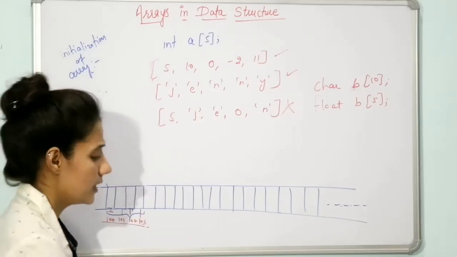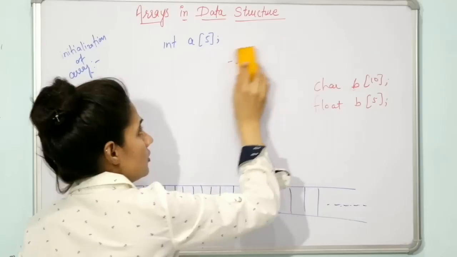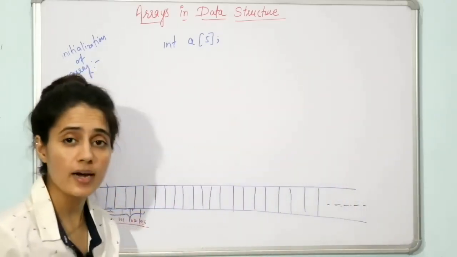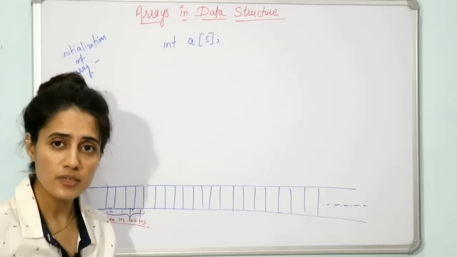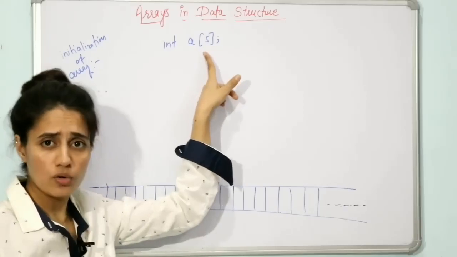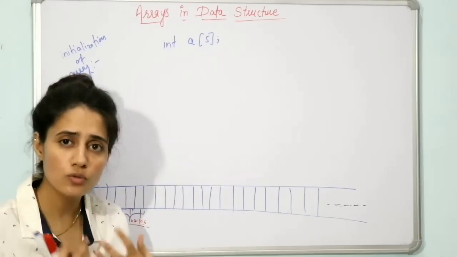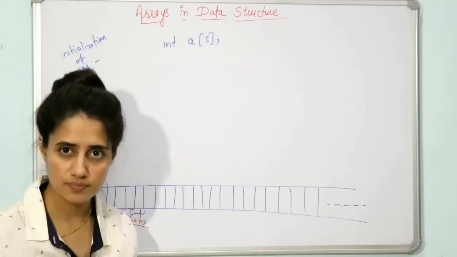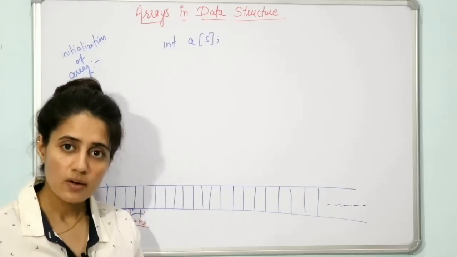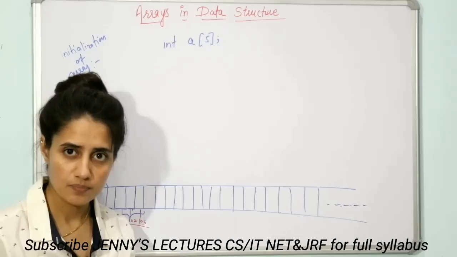Now, how is the array to be initialized? Arrays can be initialized in 2 ways. One is at compile time and one is at run time. Compile time means static initialization, at the time of declaration only, you will specify what elements you want in the array. And run time means while executing the program, you can ask the user what the elements of the array are.